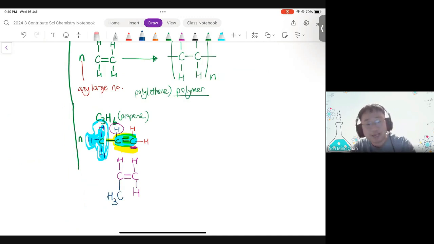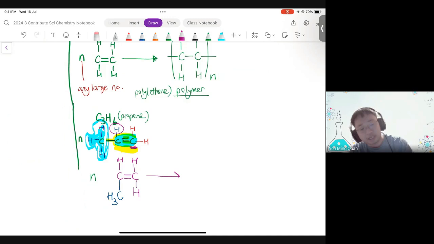All right. Now, what do you notice? I've basically redrawn my propene molecule in this letter H shape. Always do this letter H shape. How do you do this letter H? Just highlight the carbon-carbon double bond and figure out what is attached to each carbon. On the right-hand side, there's two hydrogens. On the left-hand side carbon, there's one hydrogen and one CH3 group.